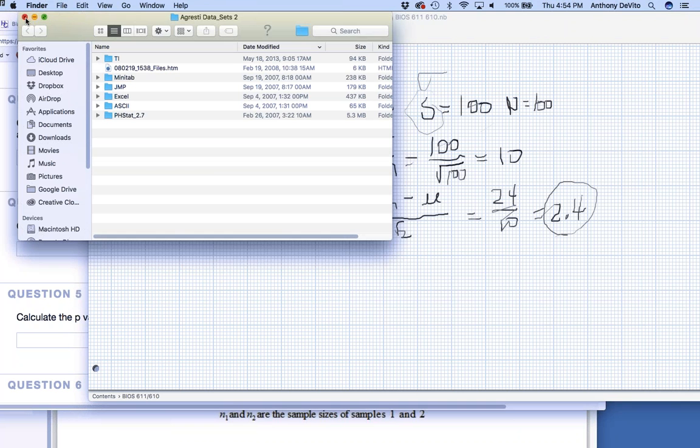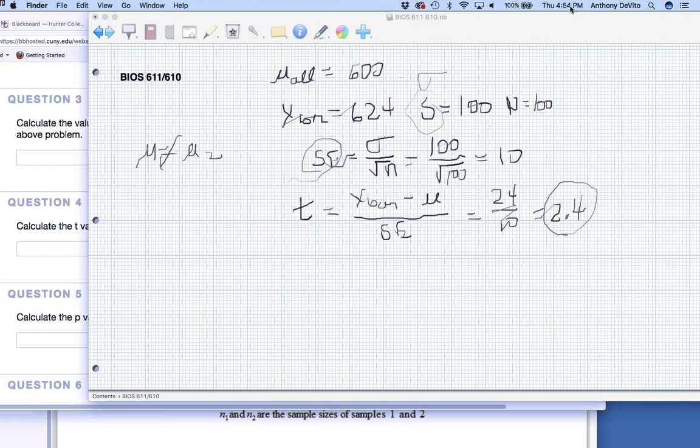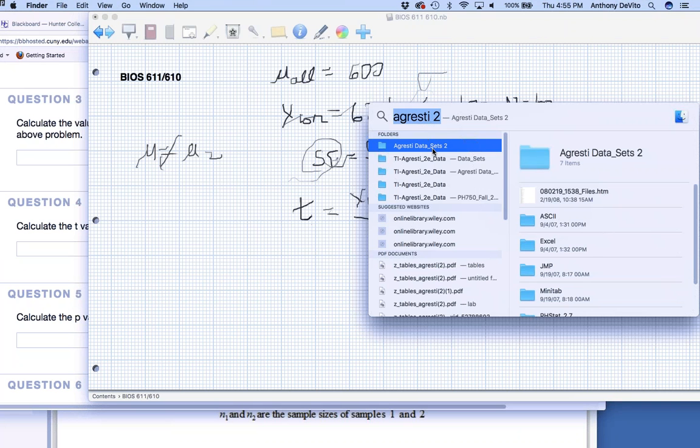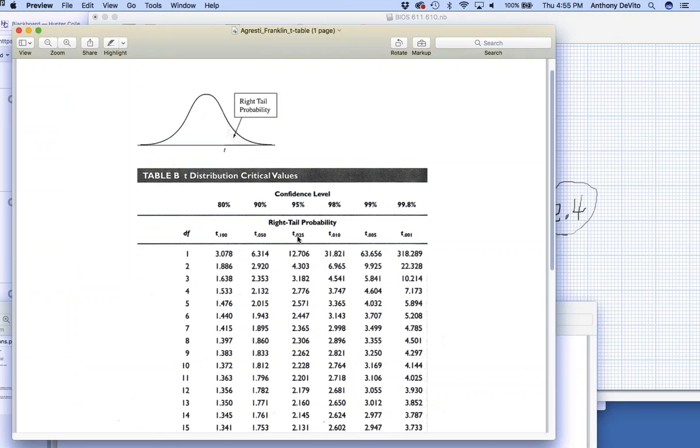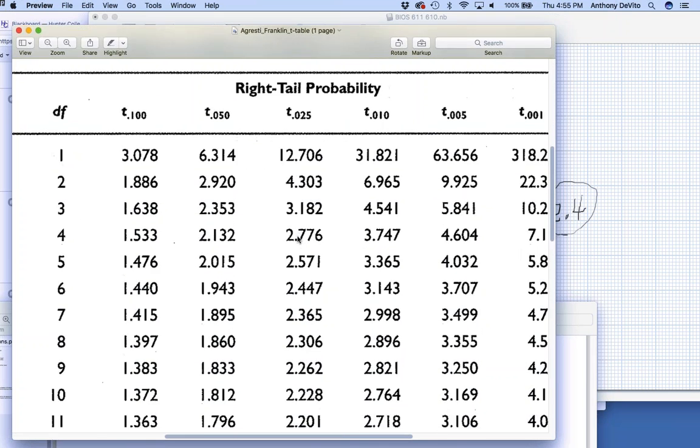I think I have it here somewhere. Oh, no, this is something else. Try again. Let's see, I see what happened here. T-table, there we go.